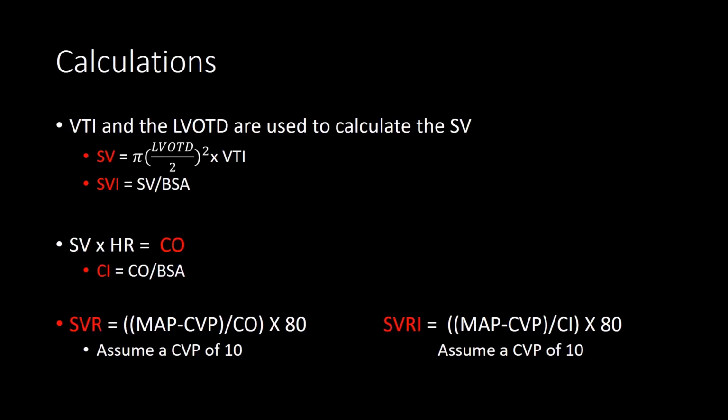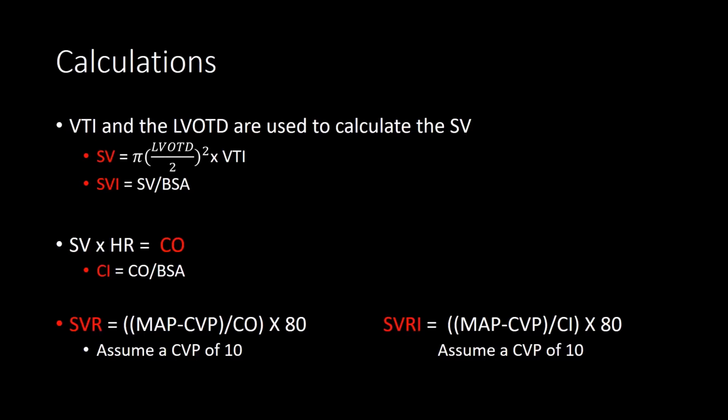The VTI and the LVOTD are used to calculate the stroke volume. The stroke volume is calculated by pi r squared, or pi times the left ventricular outflow tract diameter divided by 2, squared, times the VTI. You divide the stroke volume by the BSA to get the stroke volume index. The cardiac output, of course, is the stroke volume times the heart rate, and the cardiac index is the cardiac output divided by the BSA.